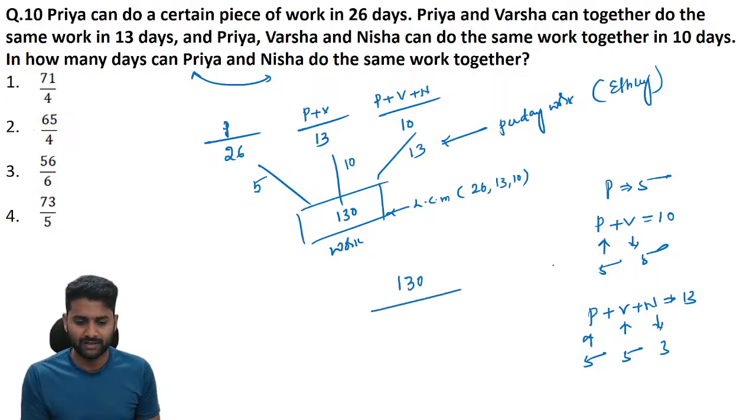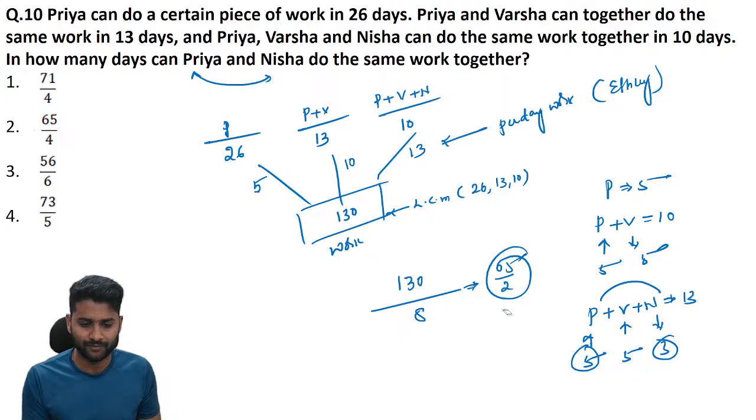Now 130 units they have to complete. Now we are assigning only Priya and Nisha. So Priya and Nisha's total efficiency, they can complete 8 units per day. So how much time does it take? 65 by 2 days, or sorry, 65 by 4 days.